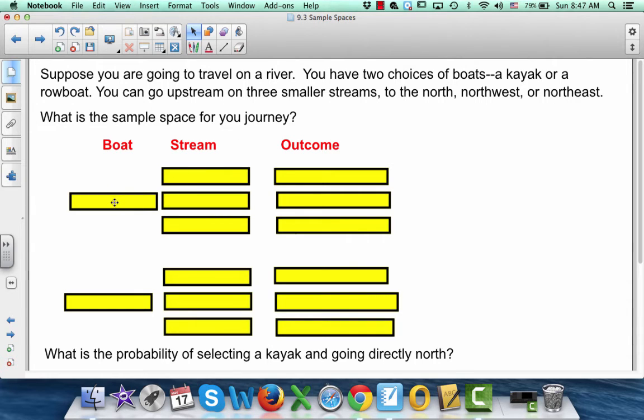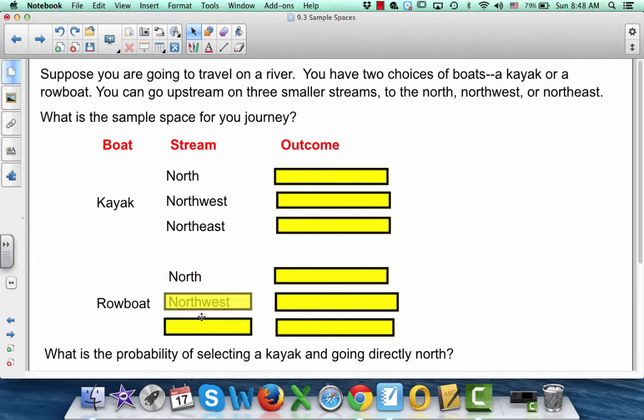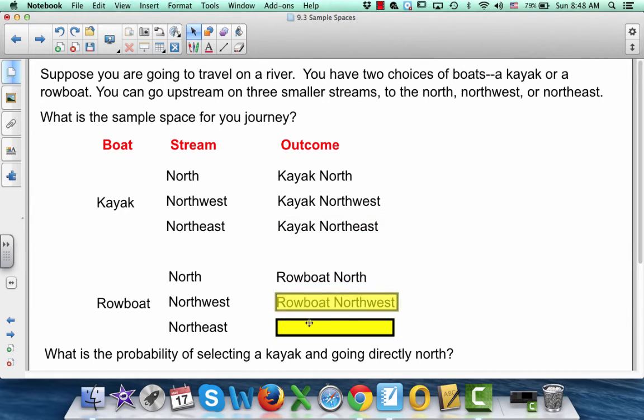Okay, so there are 2 ways that we can go. We can go on a kayak or a rowboat. We can either go north, northwest, or northeast when we take the kayak. If we take the rowboat, we can go north, northwest, or northeast. So the outcome will be kayak north, kayak northwest, kayak northeast, rowboat north, rowboat northwest, or rowboat northeast.